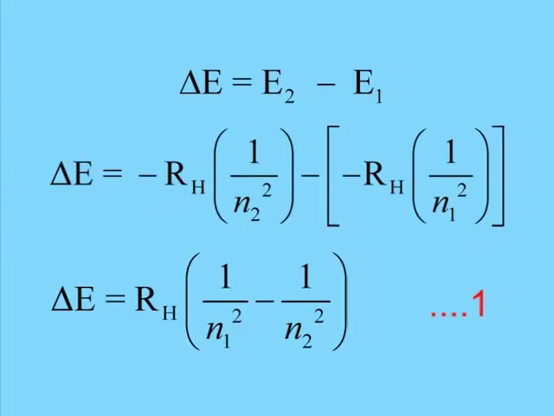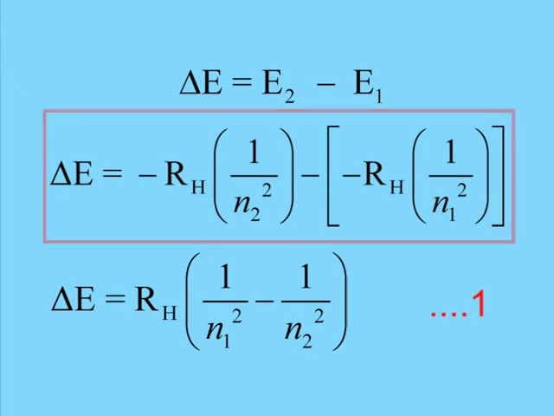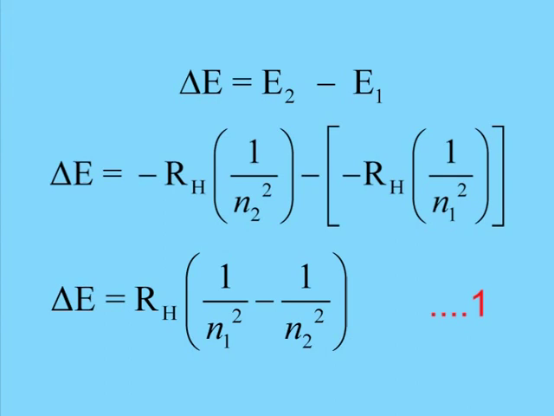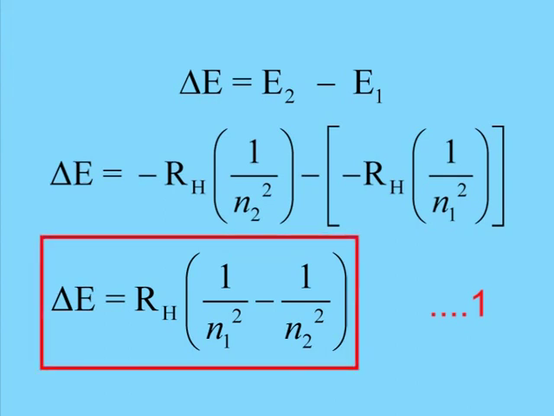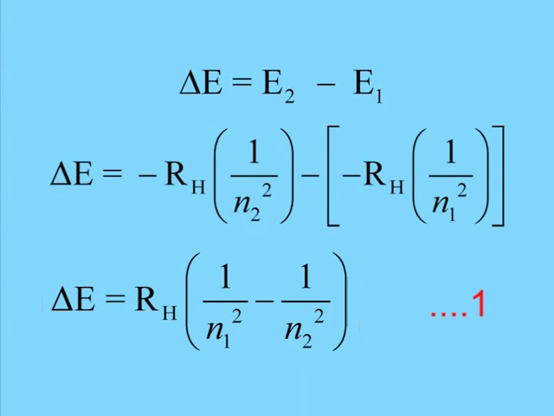Now substitute the values of E1 and E2 in the shown equation. Delta E is equal to E2 minus E1. Thus we get delta E is equal to minus RH into 1 upon n2 square minus RH into 1 upon n1 square. This further reduces to RH into 1 upon n1 square minus 1 upon n2 square. And let us number this equation as 1.